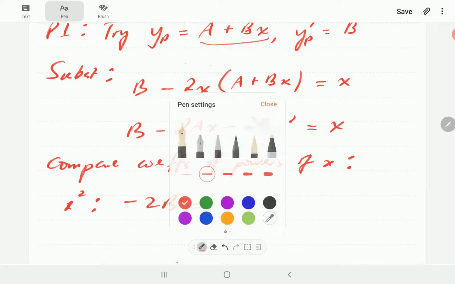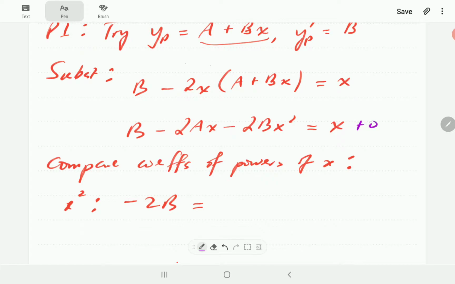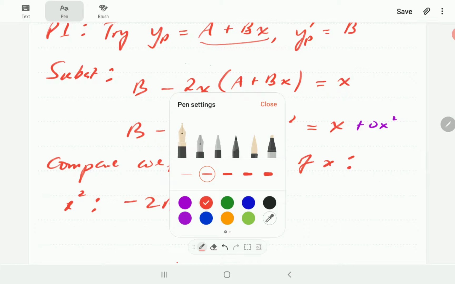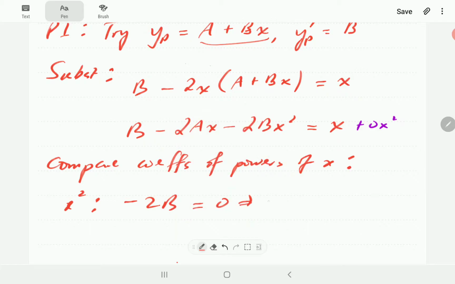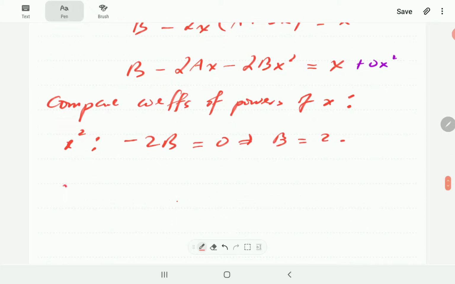On the right hand side, the coefficient of x squared must be 0 because there is no x squared here. So it's like a 0x squared. So this must be equal to 0. So that tells us that b is equal to 0. Then we go to the coefficient of x on the left hand side. We've got minus 2a here. On the right hand side is 1. So that tells us that a is negative 1/2.